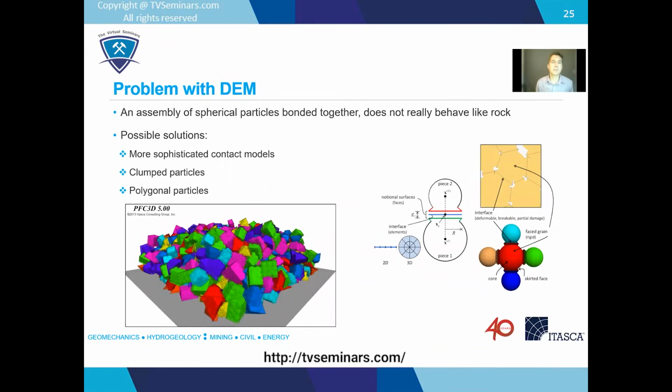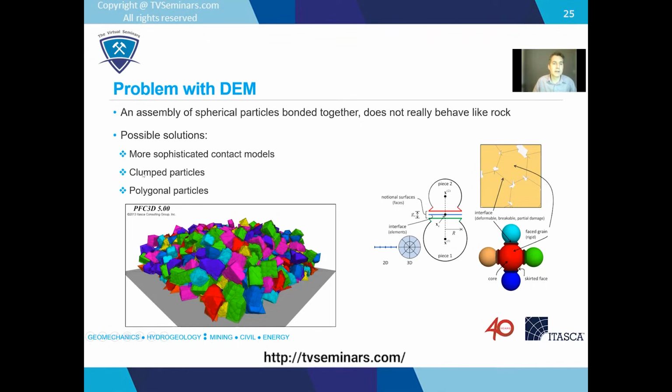Now, the problem with DEM, at least if you're using spherical particles, is that it really doesn't behave like a rock. We know that in real life, especially crystalline rocks, you have a lot of interlocking, which is not really well represented by these spherical particles. So, how do we solve that? One possibility is to use more sophisticated contact models. So on the right-hand side here, you can see this is something we're calling the flat joint model, which works out the contact mechanics as if there was a flat piece of material here that resists rotation. And so you get a much more interlocked behavior.